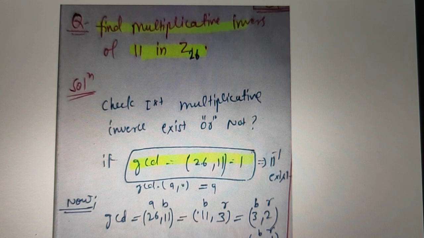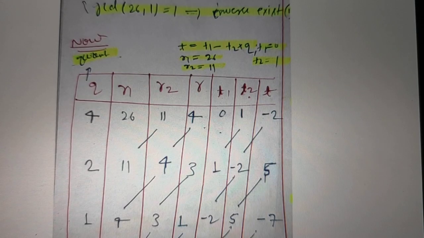So we have to take the GCD of 26 and 11. We use the simple Euclidean algorithm, and by using that we are left with 1. So the GCD of 26 and 11 is 1. This is the indication that the inverse of 11 exists. If the inverse of 11 exists, what is the value of that inverse? So we have to implement our extended Euclidean algorithm.